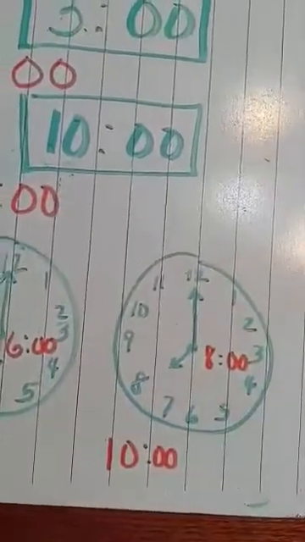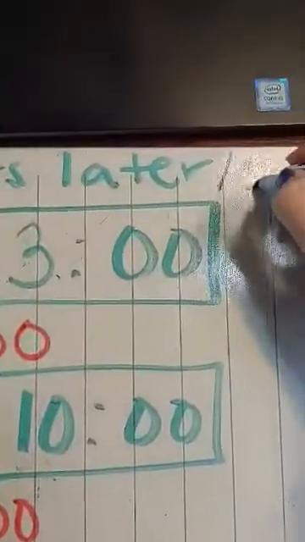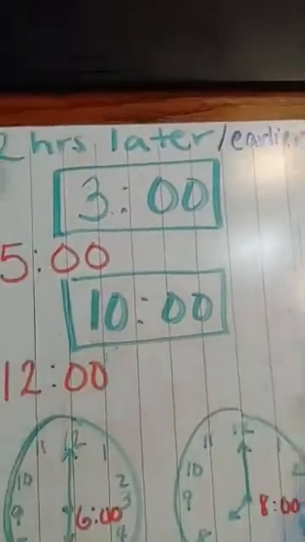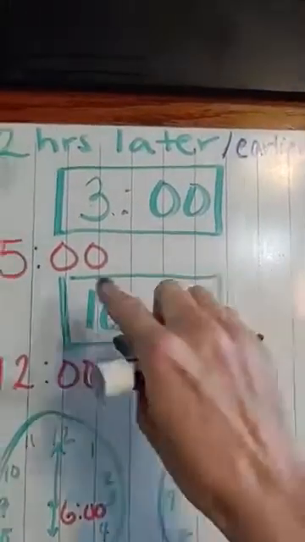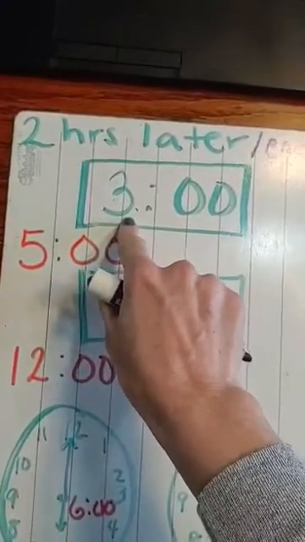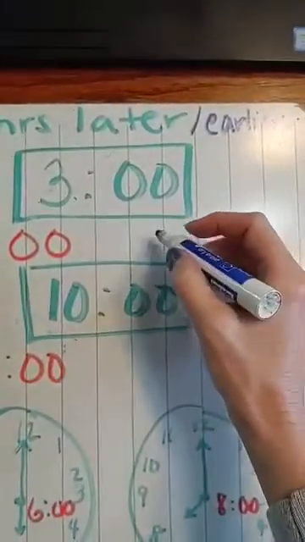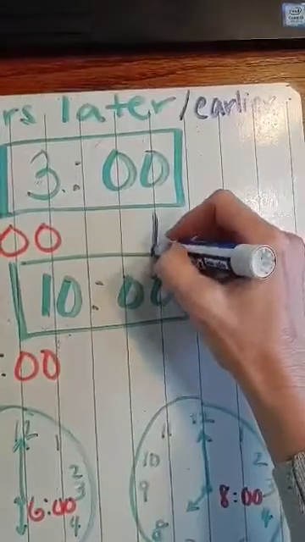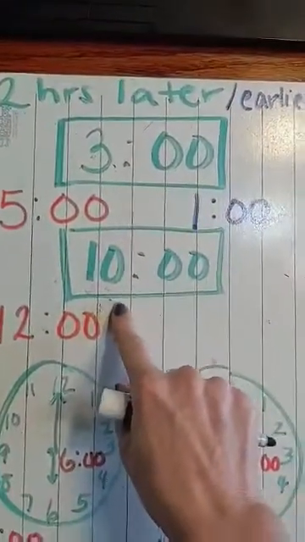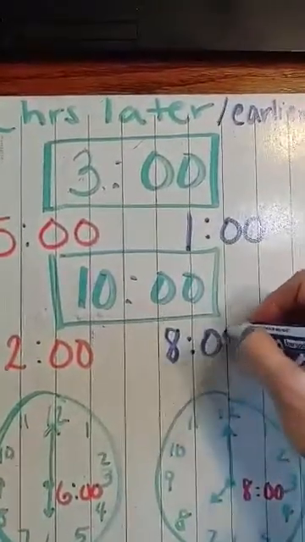All right, so now let's do 2 hours earlier. Okay, so if it's earlier, it's a smaller number, isn't it? So now instead of adding 2 hours to our hours, we're going to subtract 2 hours. So what would 3 o'clock minus 2 hours be? 3 minus 2 is? You got it. It would be 1 o'clock. What about 10 minus 2 hours? You got it. That would be 8 o'clock.